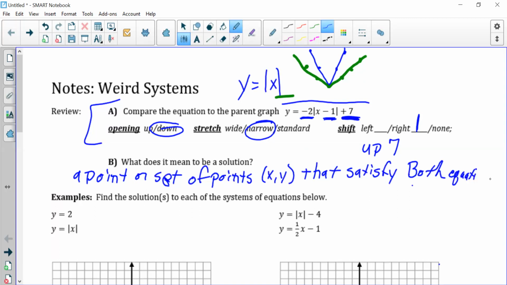So just like when we were graphing the straight linear systems that we did in the last lesson, we're looking for the places where our graphs overlap. In this case, because we have both a linear and an absolute value, it's possible that we have one solution, two solutions, or no solutions. There is also a possible case where we'd have infinite solutions.